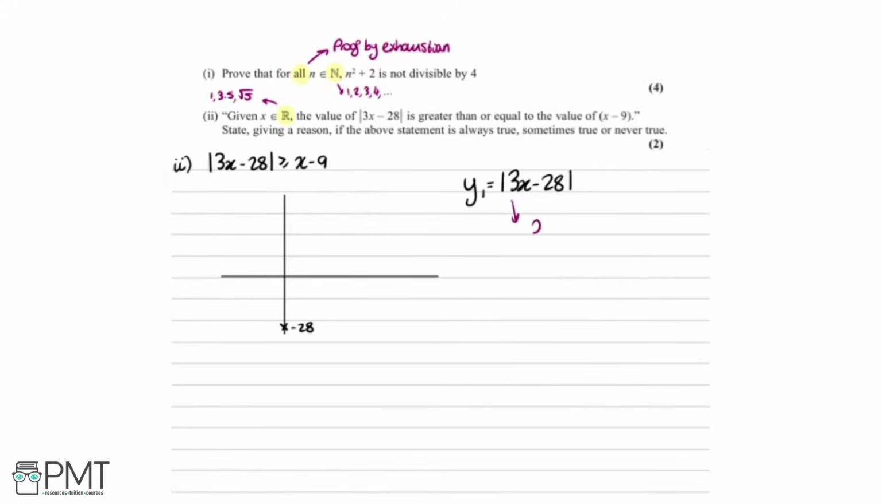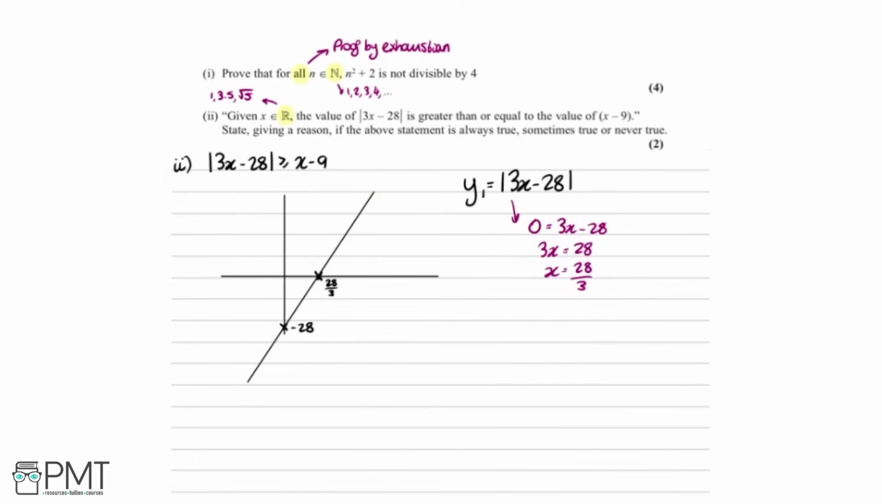If we set y1 to be 0, we've got 0 equals 3x minus 28. So 3x equals 28, and x equals 28 over 3, which is around 9.3. So I'm just going to put that somewhere roughly here, and say that's 28 over 3. So if I draw that here, this is the line y equals 3x minus 28.